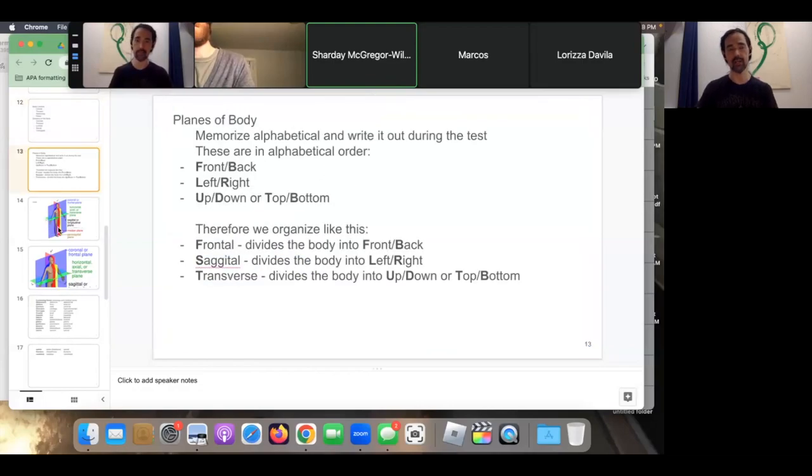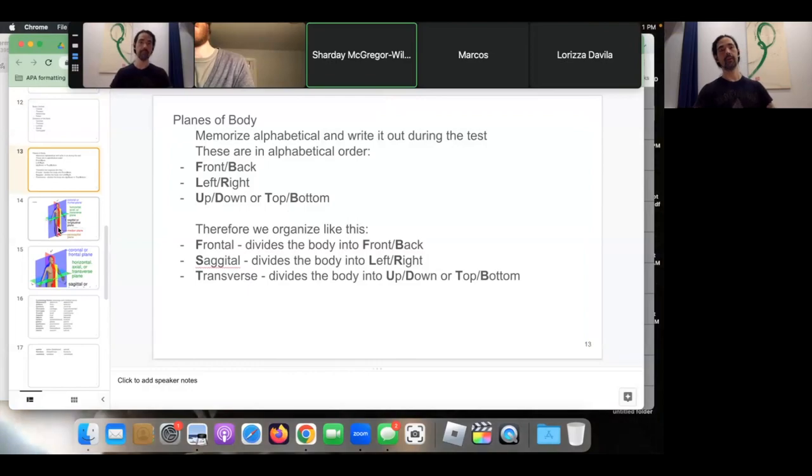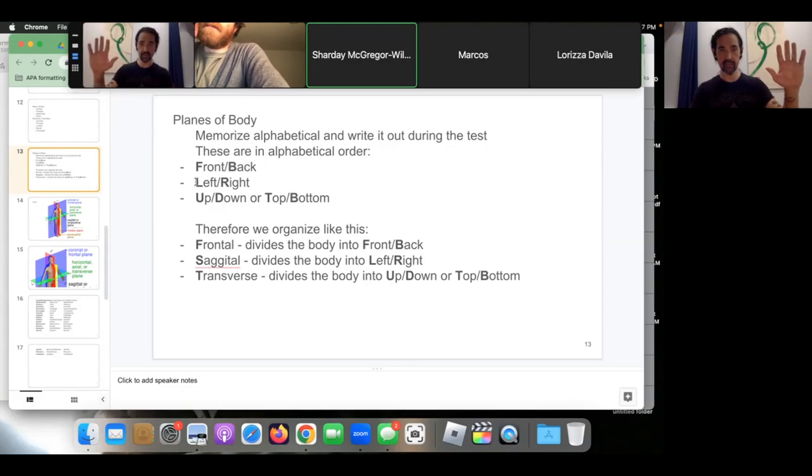Okay, planes of the body. This is always confusing to me, and I think the best way to memorize the planes is just to put things in alphabetical order. And luckily, both front and back, letters F and B, are in the first third of the alphabet. Left and right, letters L and R, are in the middle third of the alphabet. And then up, down, well, not down, but up, top, and bottom, they're in the latter third of the alphabet, right? So except for down, this works for the most part, right?